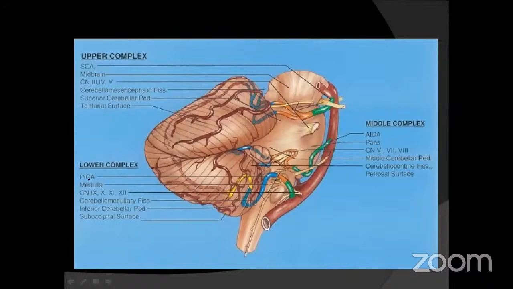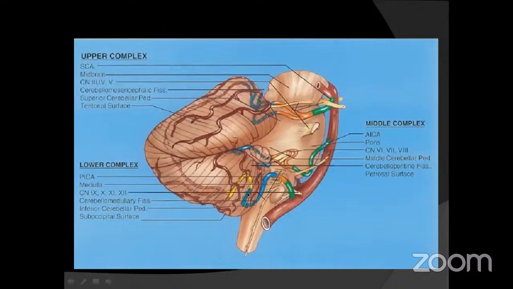The lower complex has its own artery, PICA. It will be associated with the medulla. The cranial nerves associated with it will be ninth, tenth, eleventh, and twelfth. The cerebellomedullary fissure will be the place where it runs. The inferior cerebellar peduncle will be in close approximation, and the surface of the cerebellum it supplies is the suboccipital surface. If you remember this diagram, it will be very easy to understand the posterior fossa arteries.